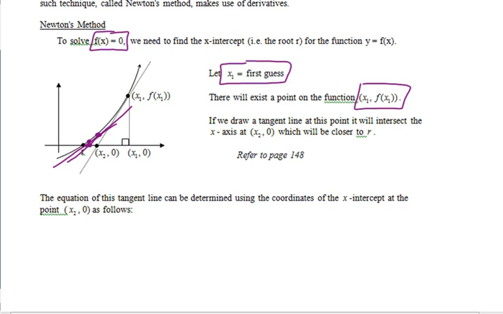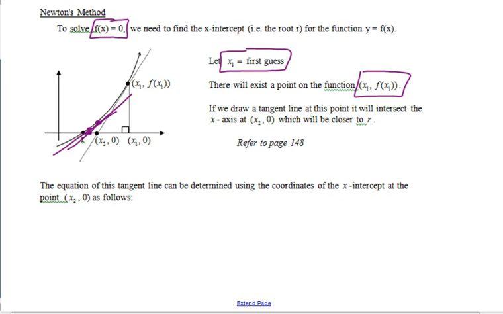So it doesn't matter what your guess is, you'll sooner or later get to the actual value. Why? Because no matter what, it'll then give you the same number every time, so you know you have the 0. So if we draw a tangent line at this point, it will intersect the x-axis at x2 and 0, which will be closer to r than your original guess. On page 148, there's more of an explanation, and you can look there later if you want to.